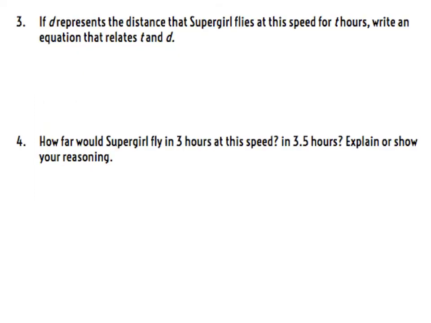An equation then that I could write if I were just replacing d for distance would be d equals 610t, because that is telling me every amount of time times 610 will give me the distance that I'm going to travel. So then this is where it becomes really useful. If you have 3 hours at that speed, you don't need to play with the table anymore. You can just use your equation.